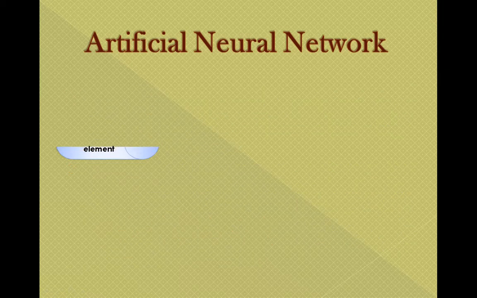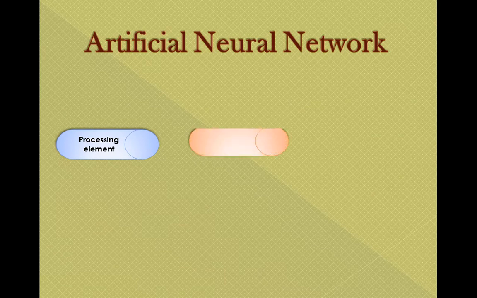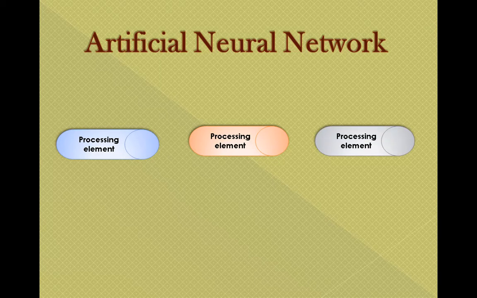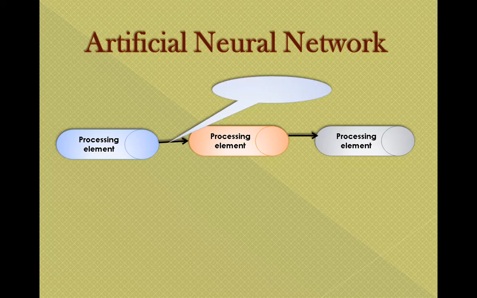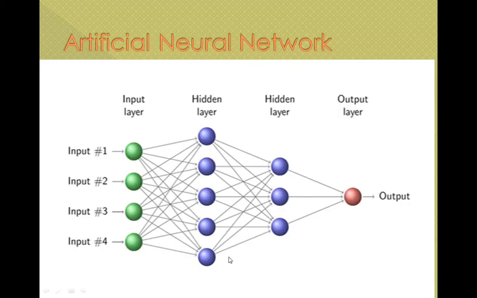So artificial neural networks basically consist of a pool of many processing elements. Here you can see in the diagram, these processing elements are interconnected with each other, and these interconnections carry some weight to guide them, to make them learn according to the situation, according to the problem. So here a simple neural network is shown, and the basic three layers of a neural network are the input layer, second is the hidden layer, and third one is the output layer.